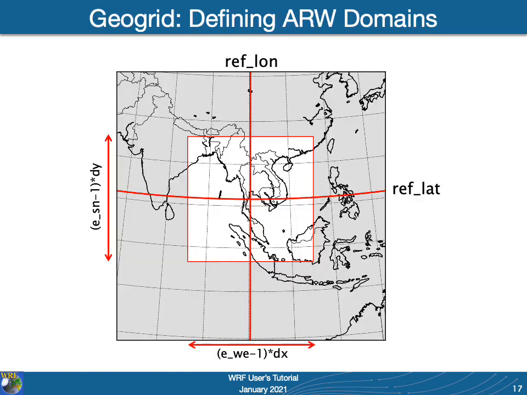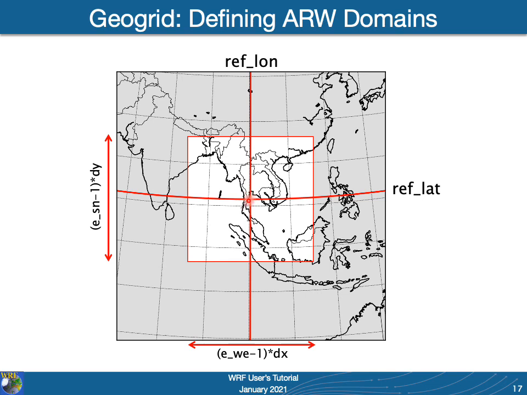So after we've done the work of flattening out the Earth's surface onto a projection plane, we can then specify to the Geogrid program the geographic location and size of our model domain. We can do this with a set of parameters that are illustrated in this cartoon here. Reference latitude and reference longitude specify to the Geogrid program the latitude and the longitude at the geometric center of our simulation domain, which is represented by this white rectangle here.